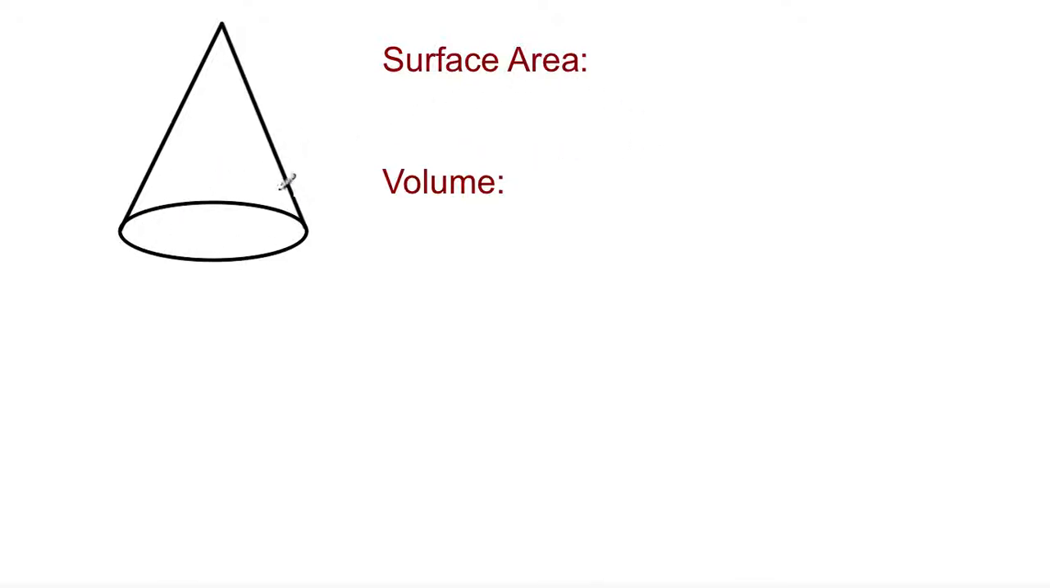With the surface area, we're still going to add the area of the base. The area of the base is just a circle, so that's pi r squared. And then we're going to add the area around the actual cone itself, which is going to be pi r times L. And L, just like before with the pyramids, is the slant height, the distance along this edge. And that's going to be the surface area.